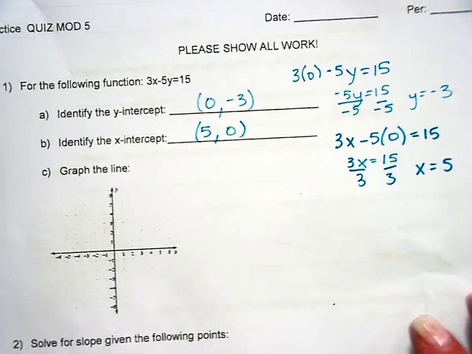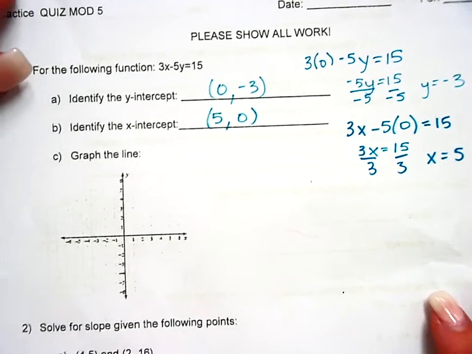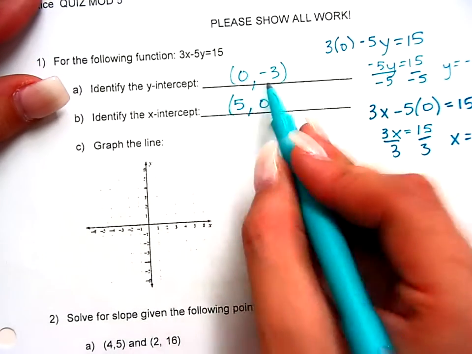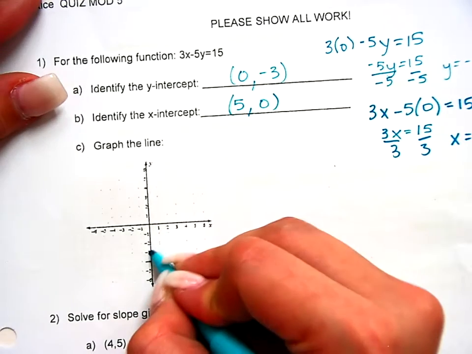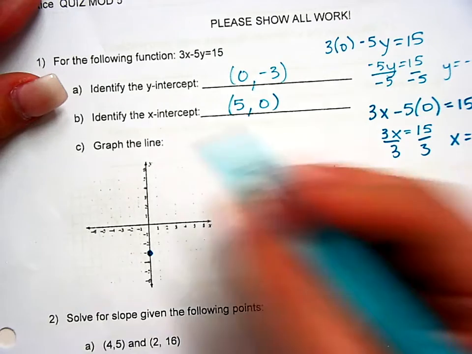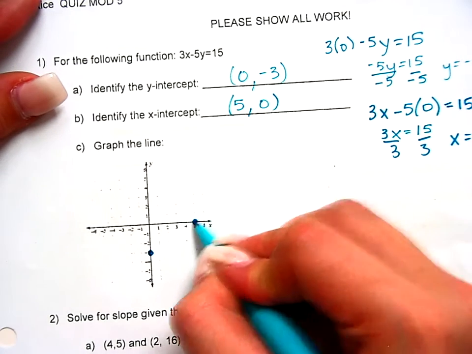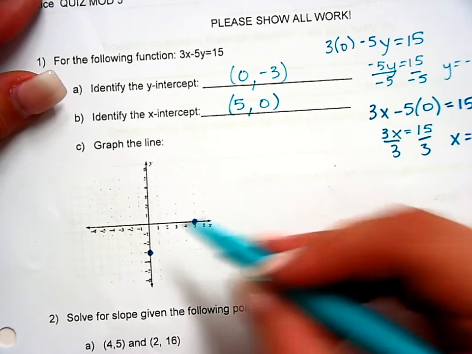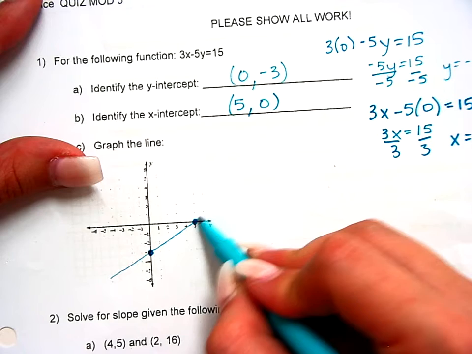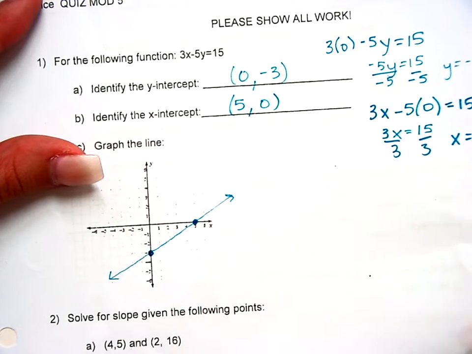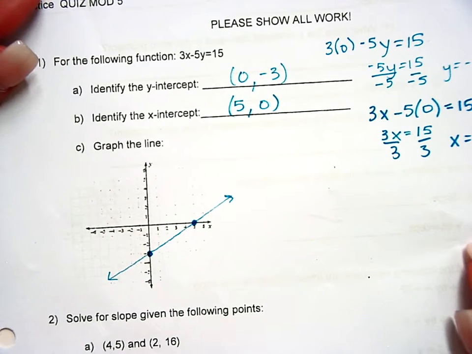Okay, then once you get your intercepts, you are going to graph them. So I'm going to graph the point 0, negative 3, and the point 5, 0. I now have 2 points on the line. I can connect those. You can use a straight edge if you can't draw a straight line. And that's your line. That's it.